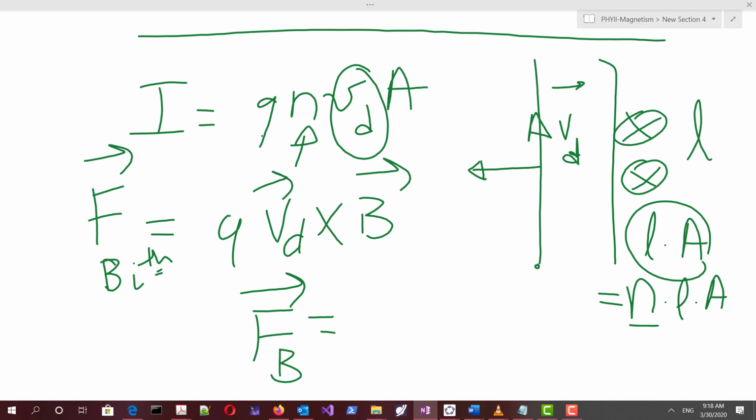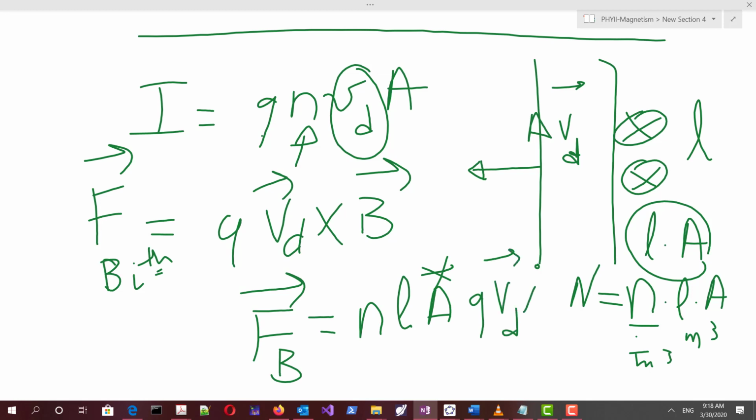So remember, this is a number of charges, because this is the number of charges per unit volume, and this is the volume, so the units cancel. At the end of the day, I will have N times L times A, A is the cross-section, I'm sorry, times Q times V, the drift, times B.